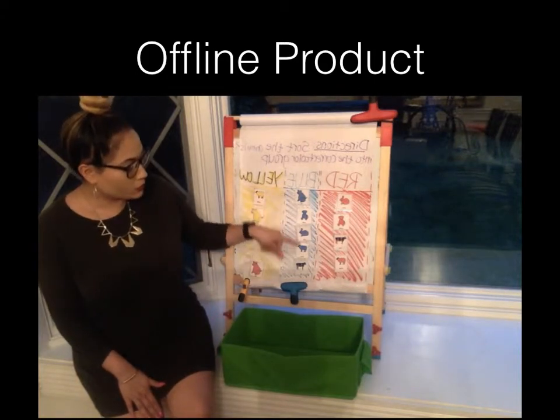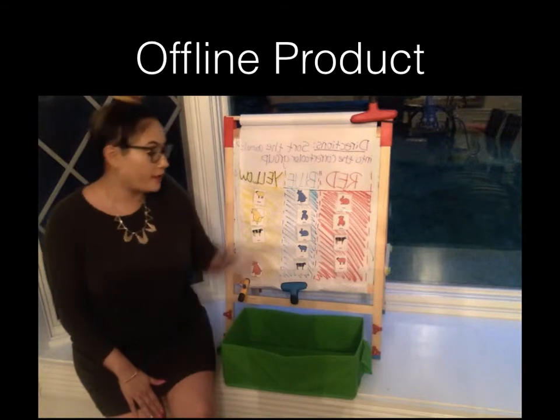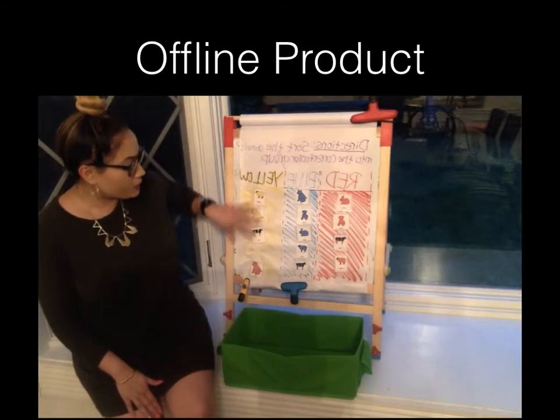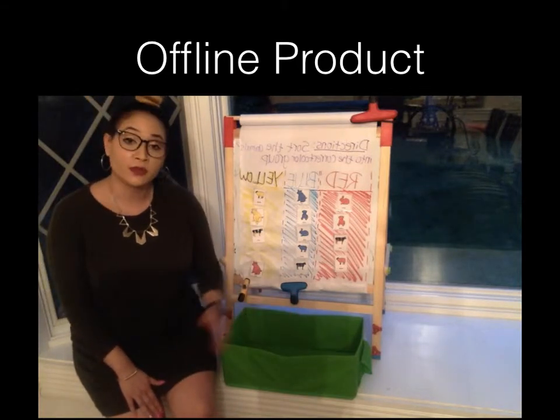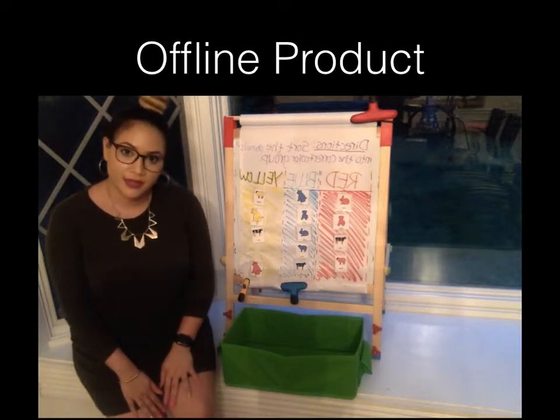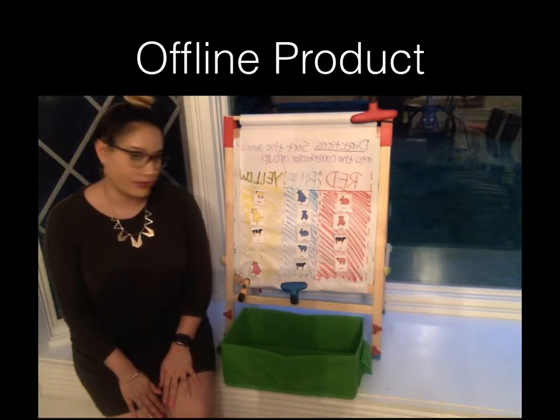For blue, 1, 2, 3, 4, 5. So 5 out of 5, 100% on blue. And then yellow, 3 out of 5, because he didn't know what to do with the last 2. So that's how you would assess the success of a student with this activity.